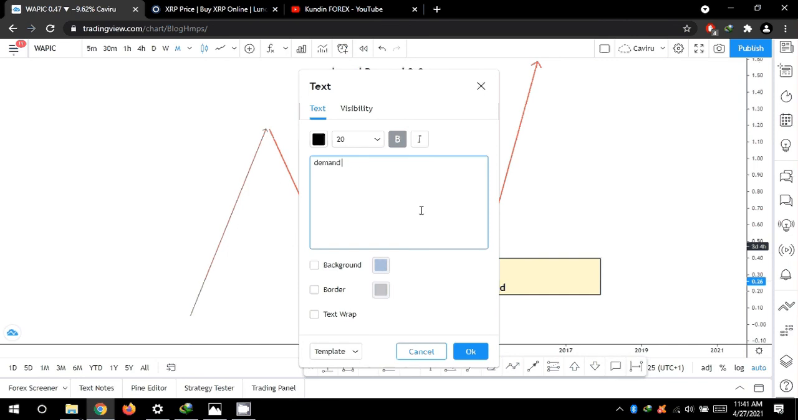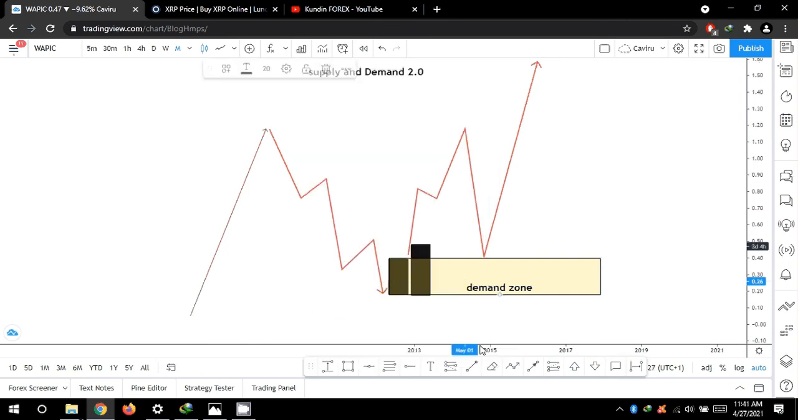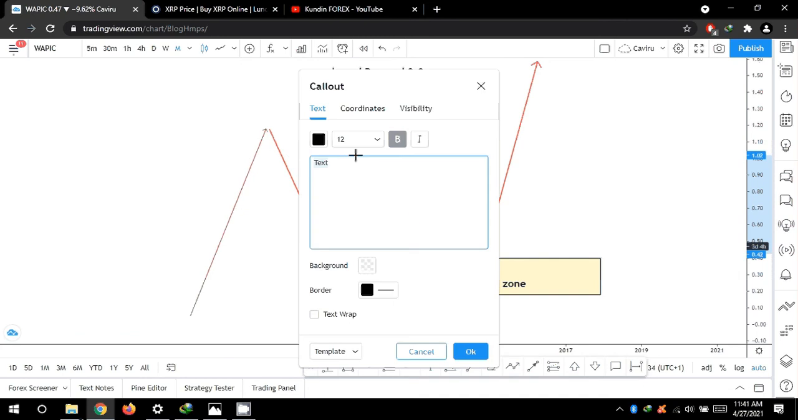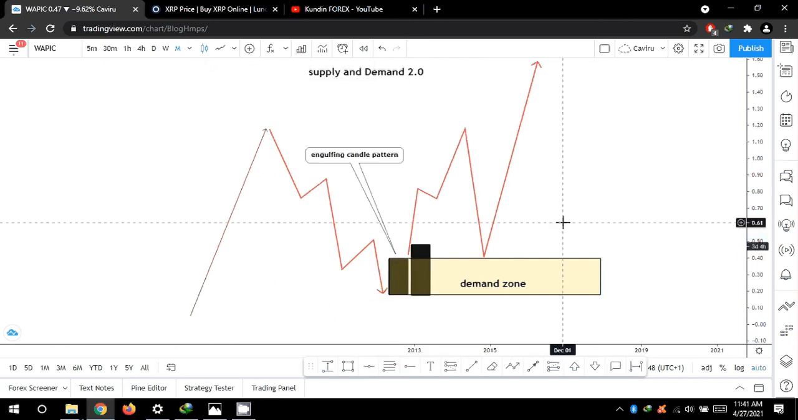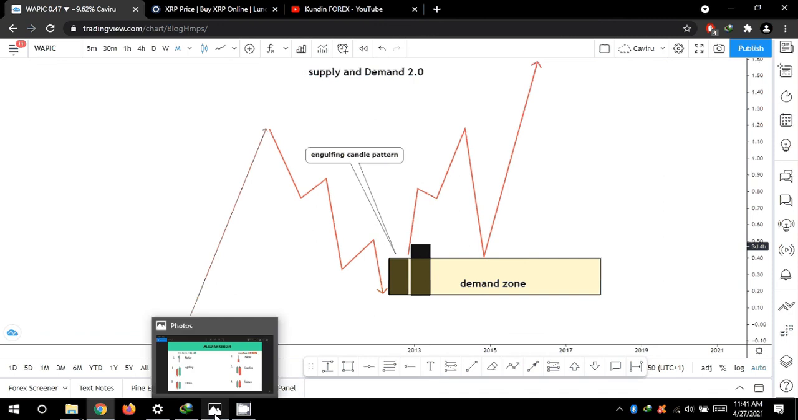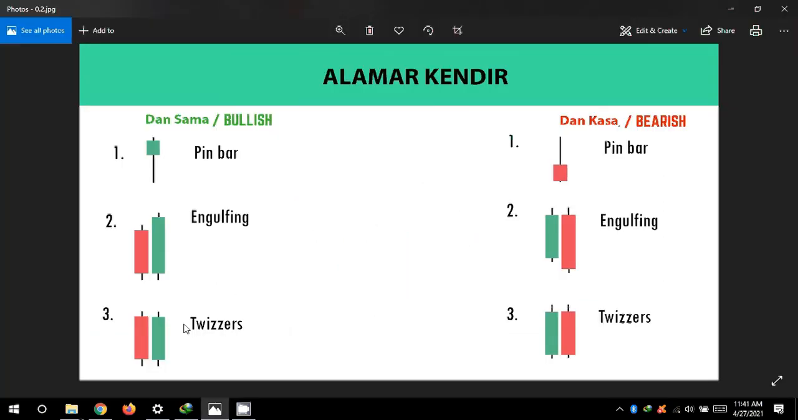We call it a demand zone because we have one of our patterns. We call it the engulfing candle pattern. You should know it can be one of those three candles. It can be a pin bar, it can be a tweezers.